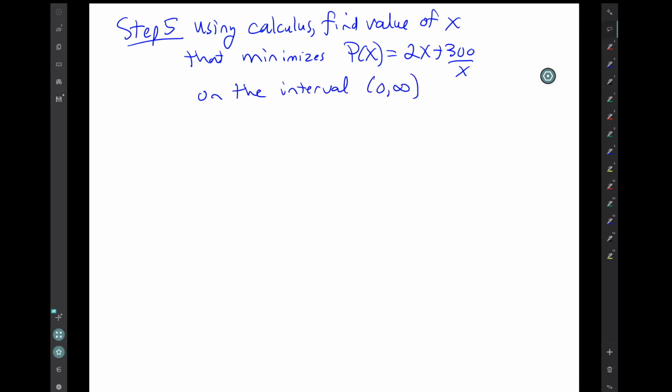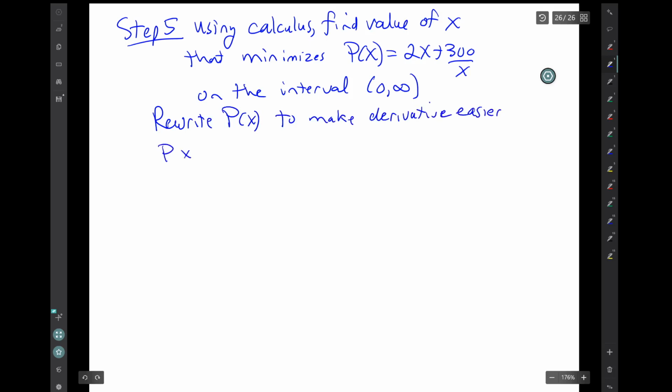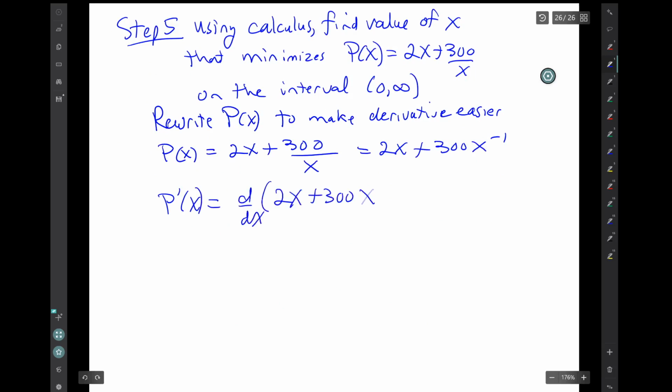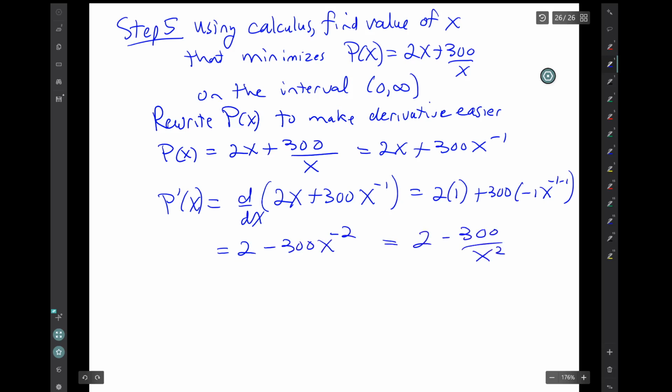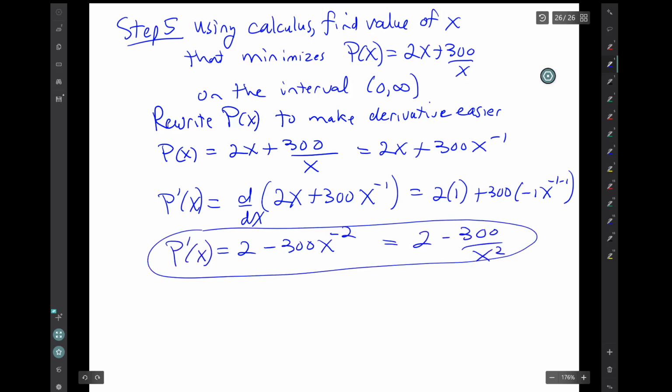So that's our job now, is to use calculus to find the value of x that minimizes the value of P of x. I'm going to use the same approach. I'm going to find P prime, set P prime equal to 0, and solve for x. In order to find P prime, though, I'm going to rewrite P of x. So there's our first derivative.